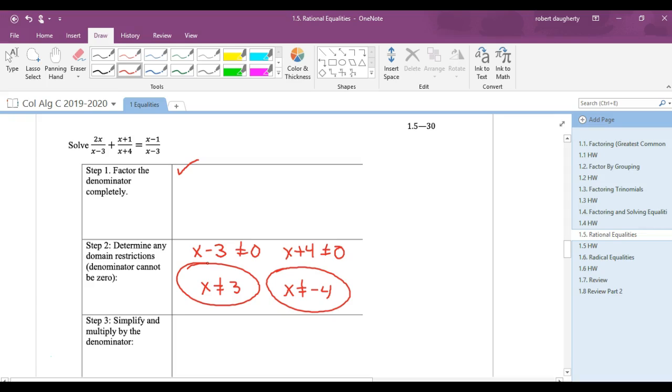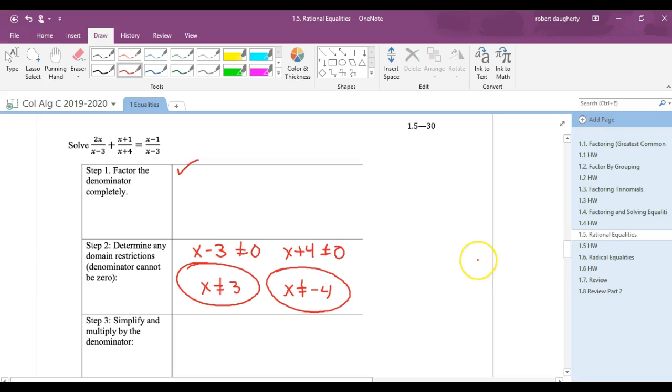So that means I'm going to go solve this problem. If either of these numbers pops up, I know that it's not valid. Okay? Now, what I have to do is multiply everything by the common denominator. What am I going to have to multiply everything by here to get rid of the fractions? X minus 3 and x plus 4. So I got two things to multiply by here.